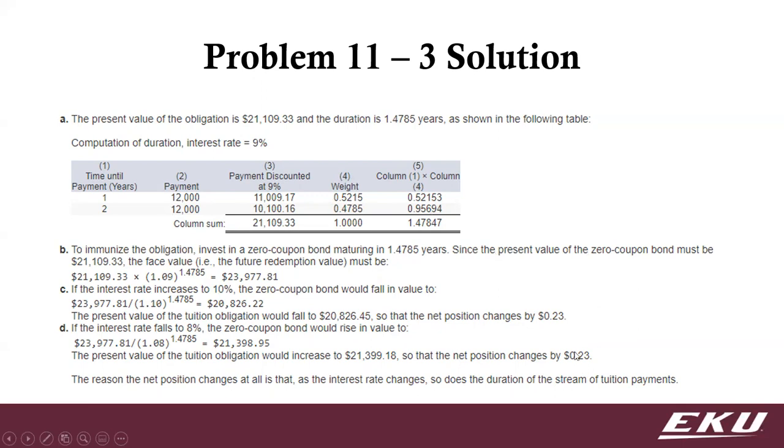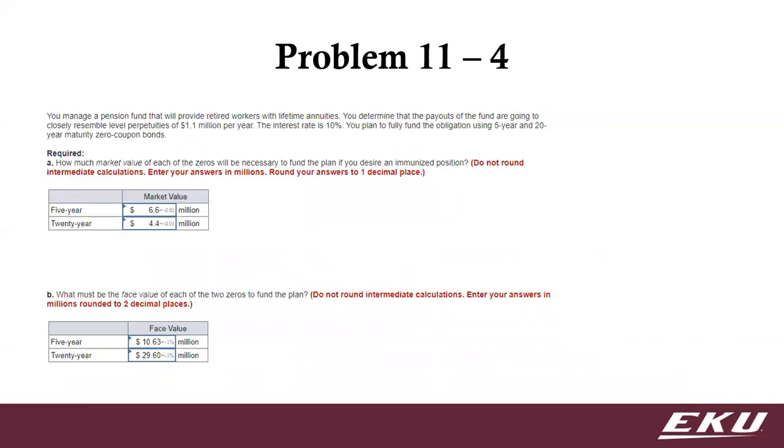And then if you notice down here, there is a slight difference. That 23 cents, if it's perfectly immunized, shouldn't it be 0? And it's like, well, there's a little bit of difference. It's because the duration changes slightly as the rates start to change. But if you notice, it doesn't change that much, the 23 cents. Again, feel free to pause this and go back and forth to look at those.